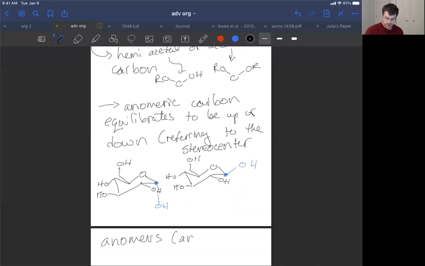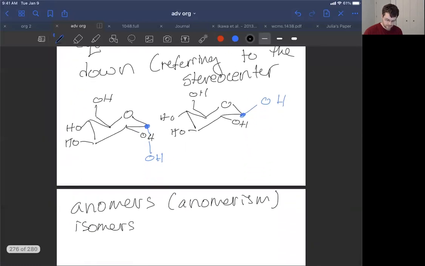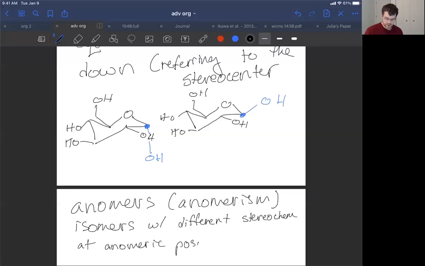Anomers and anomerism. These are isomers with different stereochemistry at the anomeric positions. And stereochemistry is a vague word. I could have said configuration or wedge dash.